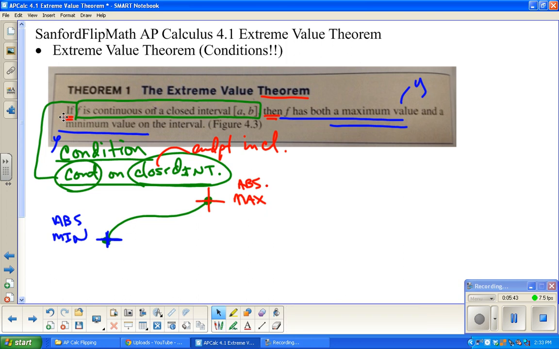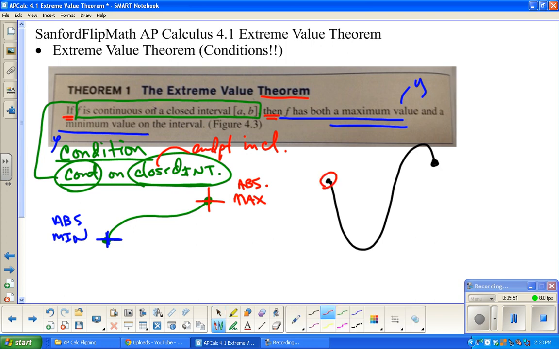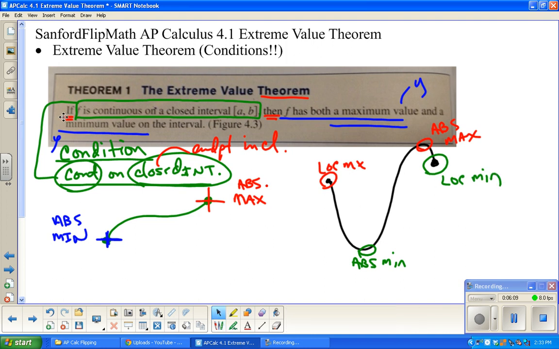Now, it's possible that if you have something like a closed interval, you could have more than one maximum or minimum. So like this is a local max. This would be an absolute max. And then, same idea, this would be an absolute minimum. And this would be a local minimum. Now, one of the things I need you to see here is maximums and minimums can happen at endpoints.